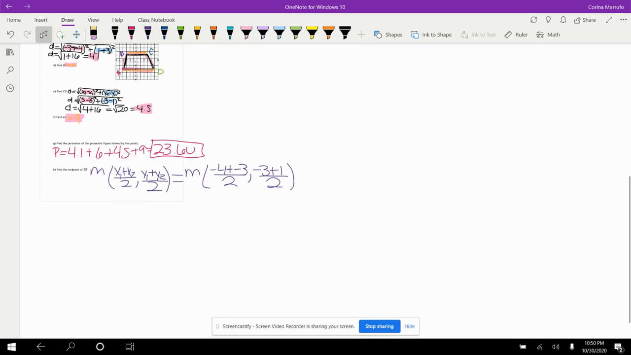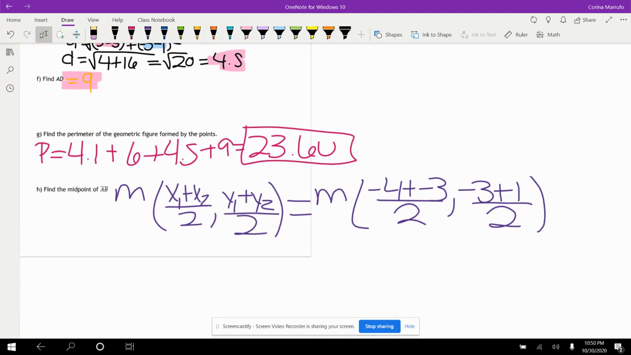All right, so let's go ahead and simplify that. Here we have -4 plus -3 is -7. And then negative 7 divided by 2 gives us negative 3.5. So that's my x value of my midpoint. Now let's find the y value. So negative 3 plus 1 is negative 2. Divided by 2 gives us negative 1.